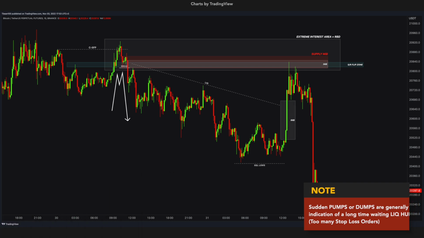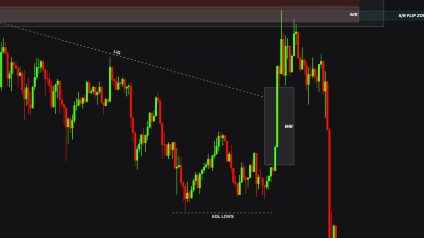Let's talk about targets. When I see a huge pump, I know that there will be a dump. It is just a matter of time. These big imbalance and equal lows below are great areas to take profit.